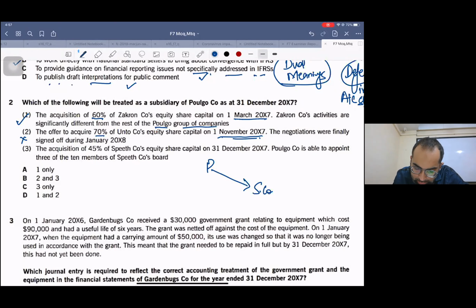Now, number 3: the acquisition of 45% of Speed's company equity share capital on 31st December X7. Polgo is able to appoint only 3 of the 10 members. Only 3 of the 10 members, it's significant influence. It's just significant influence. It's not control. It's an associate, not your control, right? So only A is the answer. A is the correct answer.